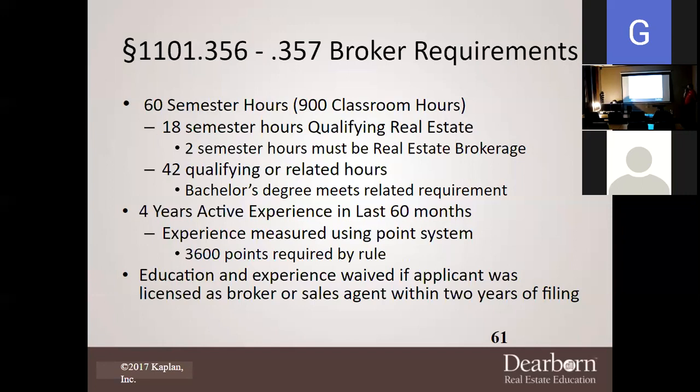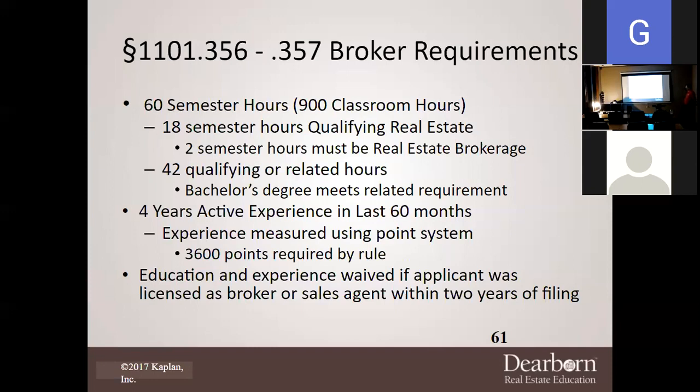And in the past 60 months, you had to have been active 4 years, okay? And within that 4-year period, you had to have met the 3,600 point rule, okay? And what that means is that 3,600 points is basically the equivalent of 12 houses over 4 years. Does that make sense? Okay. So you have to sell 12 houses within 4 years, which is approximately 3 houses every year, which isn't that difficult if you really wanted to do it, okay?